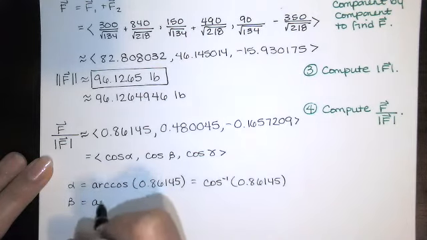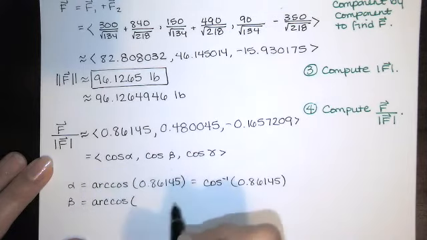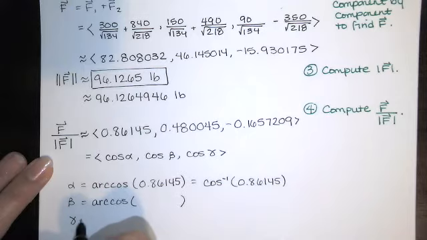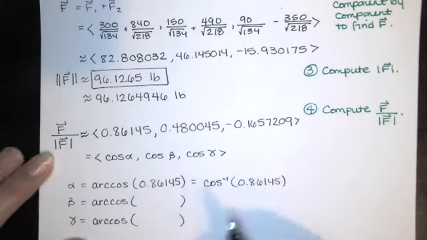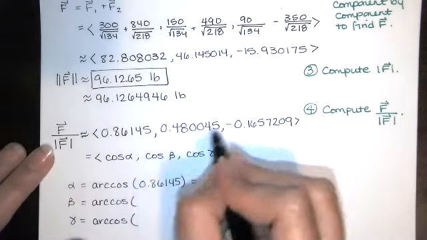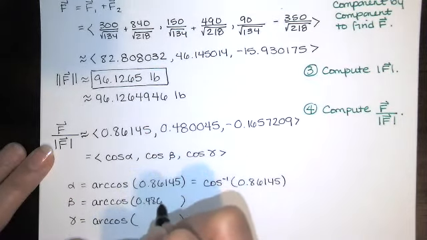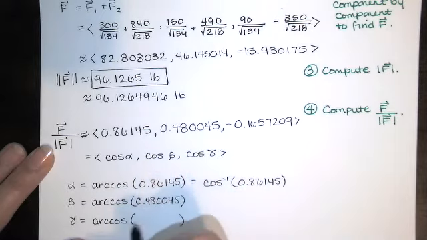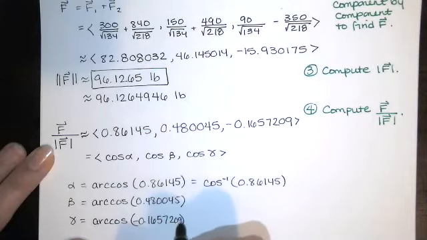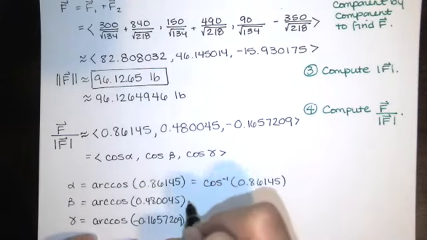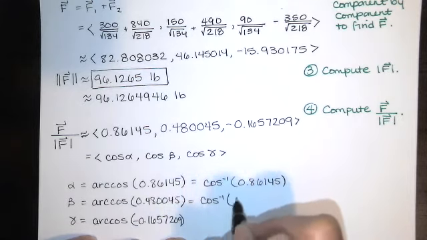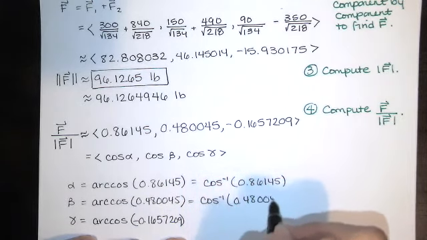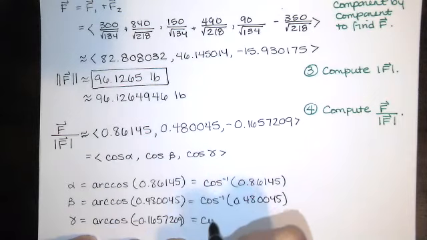Should have said this both times. This same thing. Beta is also an arc cosine. Gamma is also an arc cosine. And for beta, we're using this number. And for gamma, we're using that number. And these are just inverse cosines.